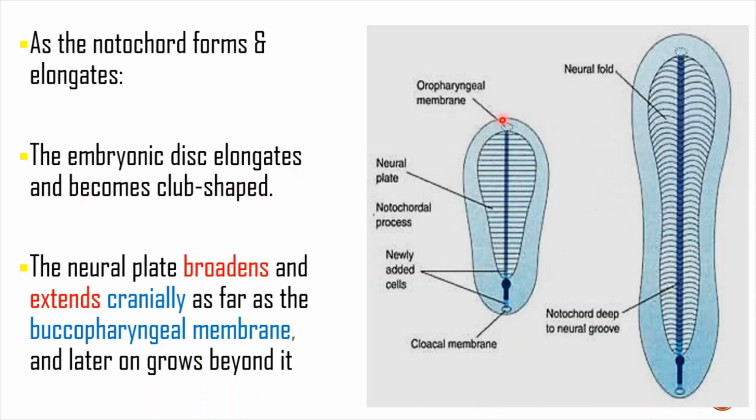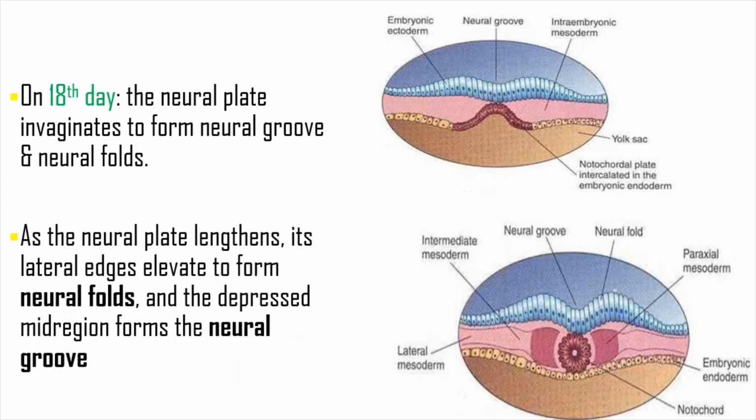So this is the neural plate. The neural plate broadens and extends cranially as far as the oropharyngeal membrane, which is here, and later grows beyond it. As you can see, as the notochordal process is elongating, the neural plate is also elongating. The neural plate will then form folds, which are known as neural folds.